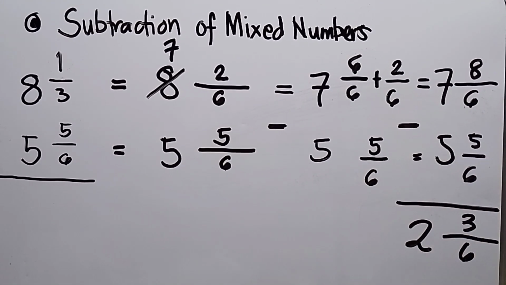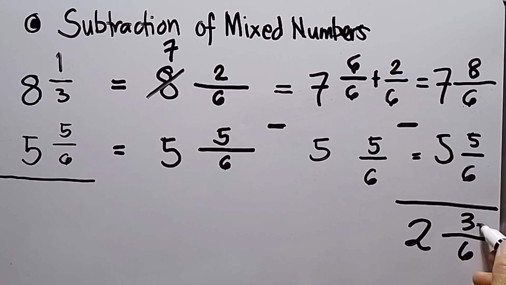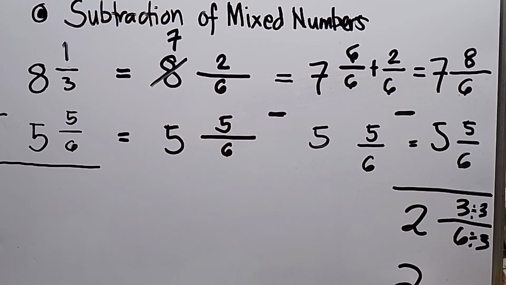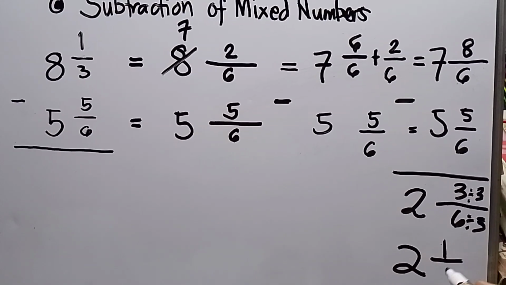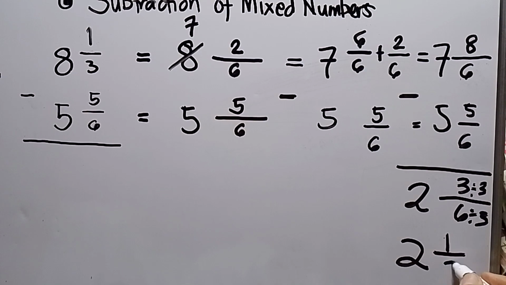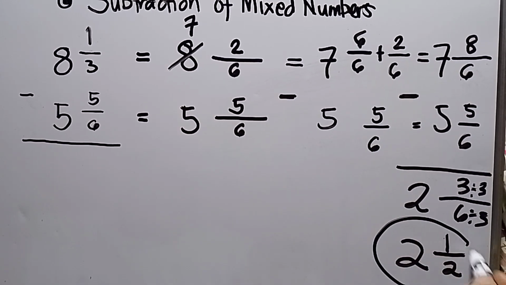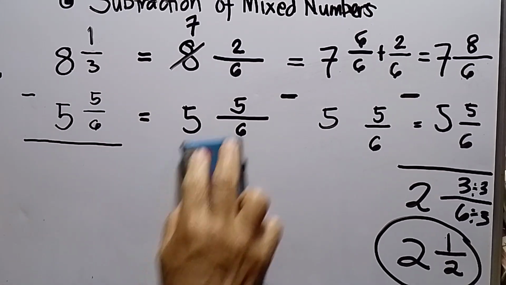is 3. Since this is reducible, I need to reduce by dividing by 3. So this will be 2, 1 over 2. So for number 1, the answer is 2 and a half. Now let's proceed to number 2.